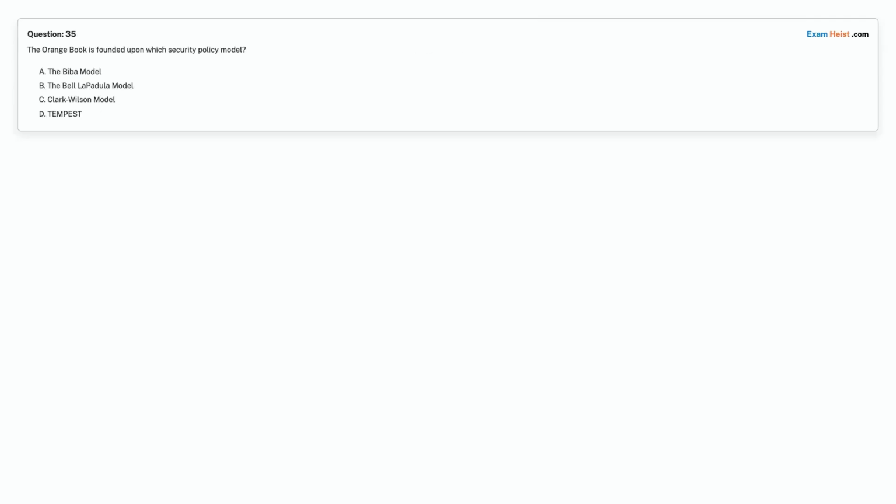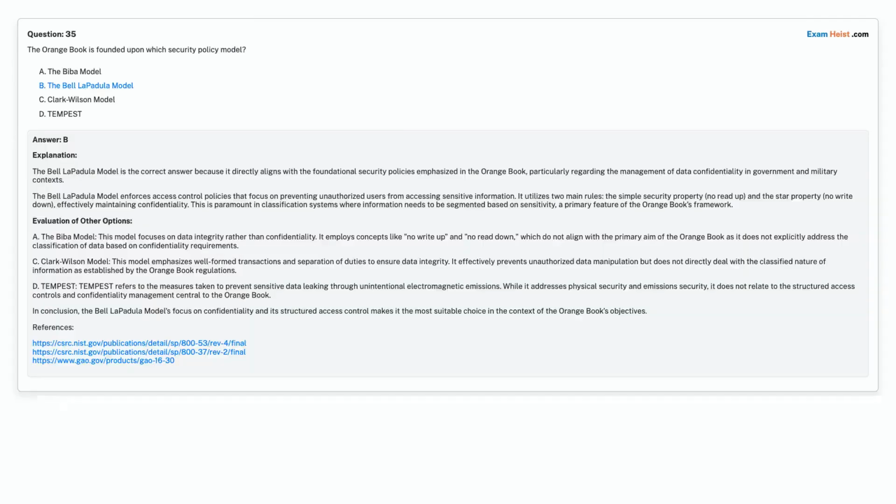Question 35. The Orange Book is founded upon which security policy model? Option A, the Biba model. Option B, the Bell-LaPadula model. Option C, Clark-Wilson model. Option D, Tempest. Choose the correct answer. Correct answer is option B, the Bell-LaPadula model.